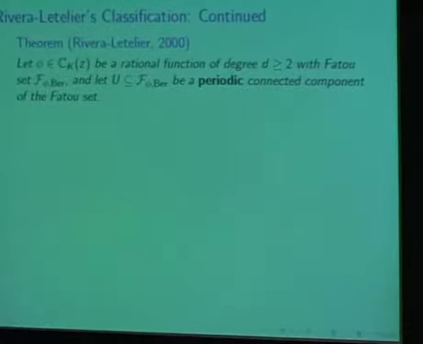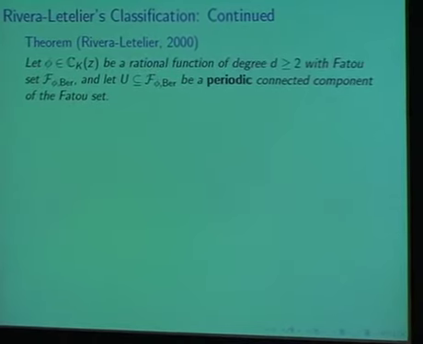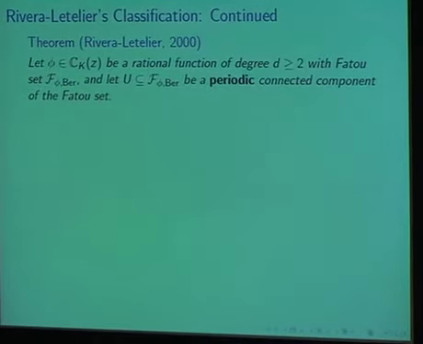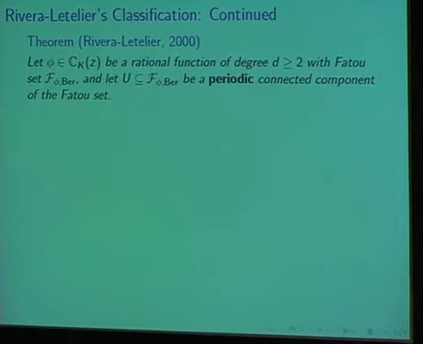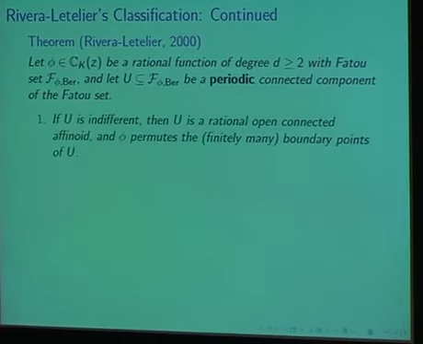So Rivera-Letelier went further in his classification theorem. And he said, for these periodic components, so he's already shown that there are only 2 possibilities, either indifferent or attracting. Well, he goes on to say, if you're indifferent, then in fact, it can never be as messy as this. If you're an indifferent component, that is, if your Fatou component maps 1-to-1 onto itself, then U has to be simply a rational open connected affinoid. So for example, a rational open disk, or a rational open disk with finitely many rational closed disks punched out of it. That's the only thing that can happen.